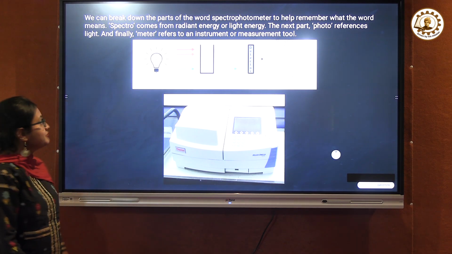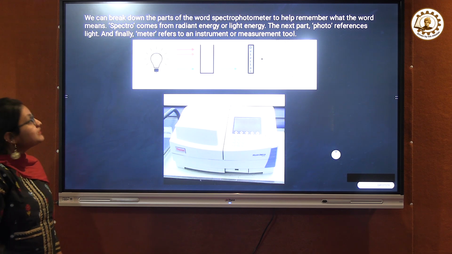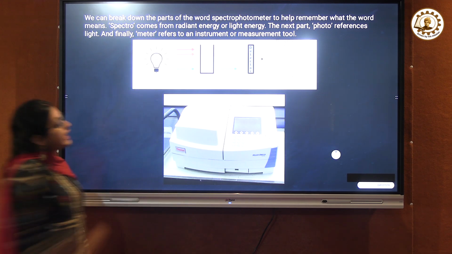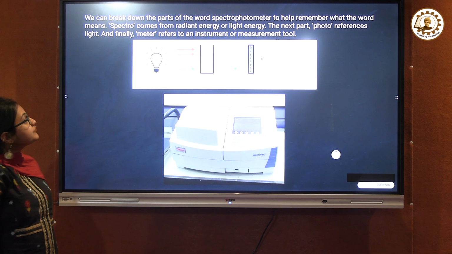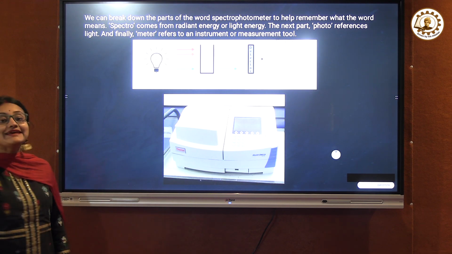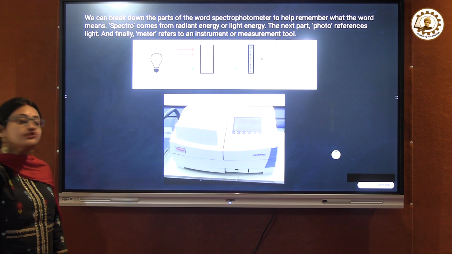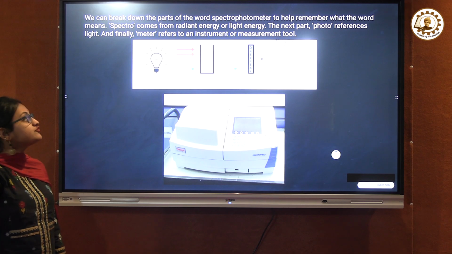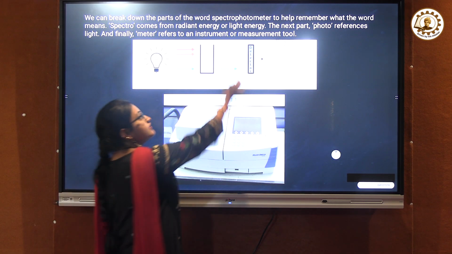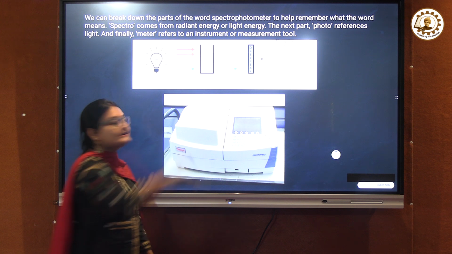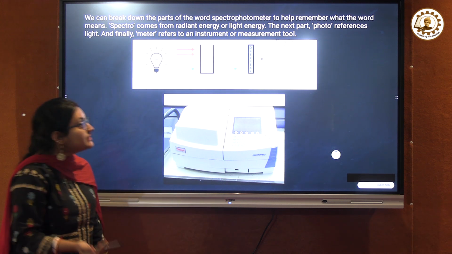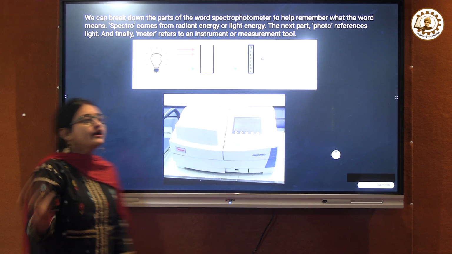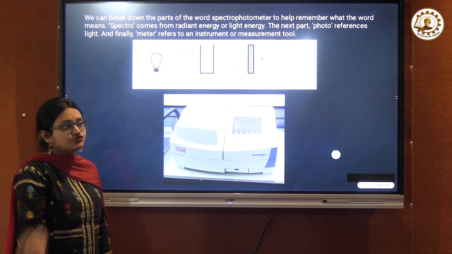Spectro comes from radiant energy or light energy. You need light. The next part, photo, comes from light. Spectro comes from the energy, radiant or light energy. Photo means light, and finally meter refers to an instrument which measures. You can see the detection is based on the light intensity, based on the wavelength, and you can generate the absorbance spectrum. This is used in structure prediction as well as to know the concentration.